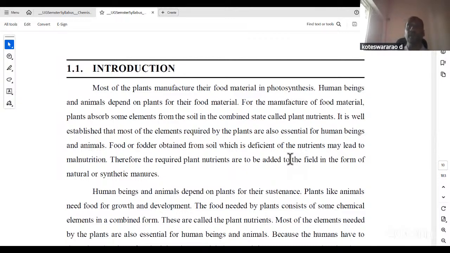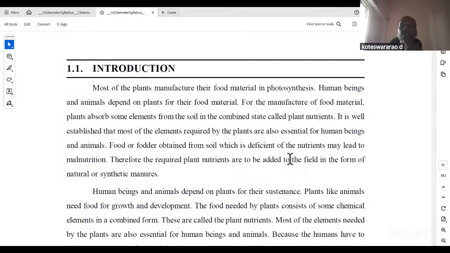Right? For manufacturing this food material, plants need some nutrients. Those nutrients can be absorbed from the soil and from the atmosphere. These elements can be utilized in photosynthesis and several other biological functions in the plant, utilized for growing and synthesizing the food.